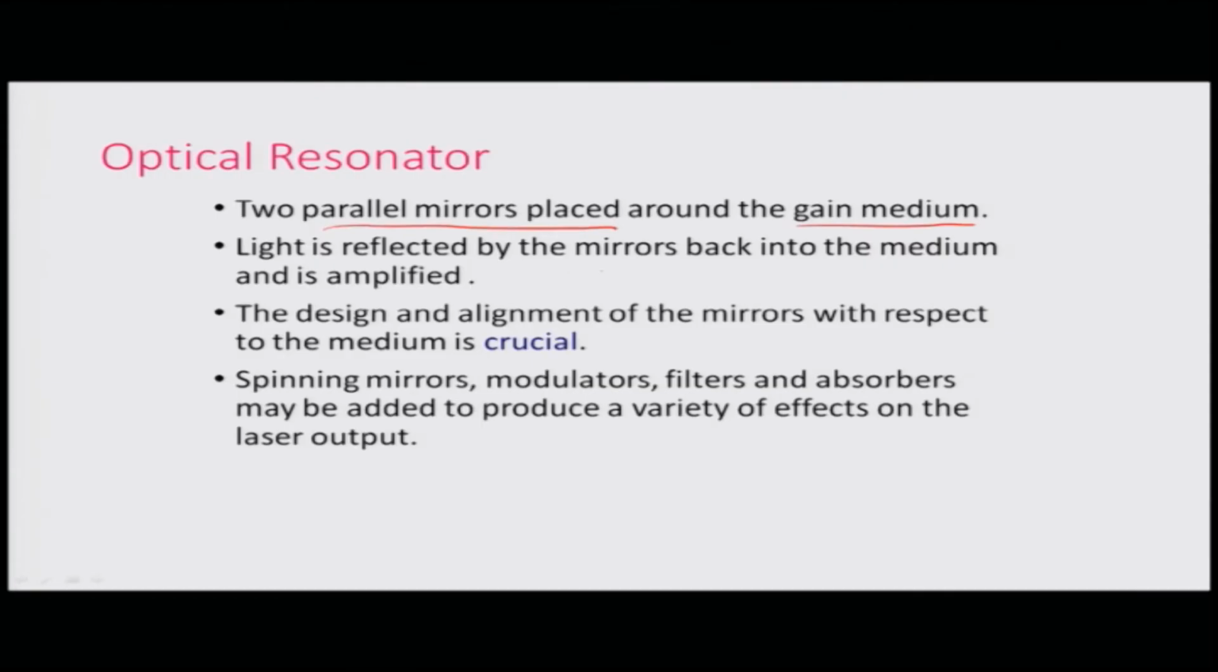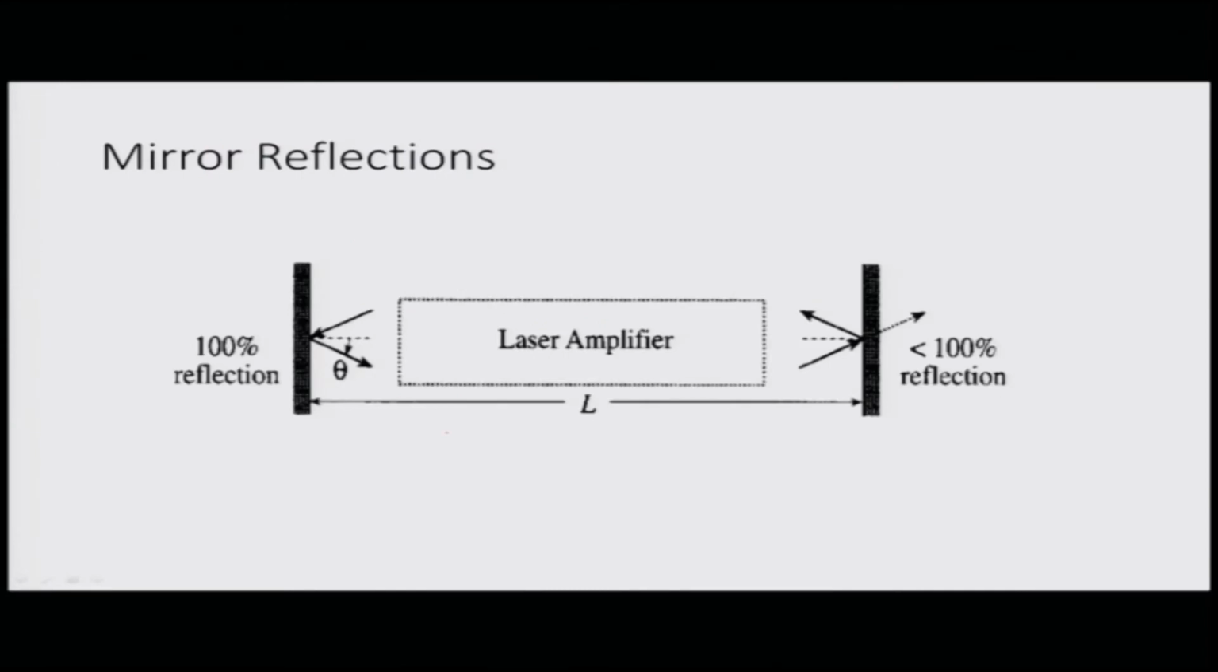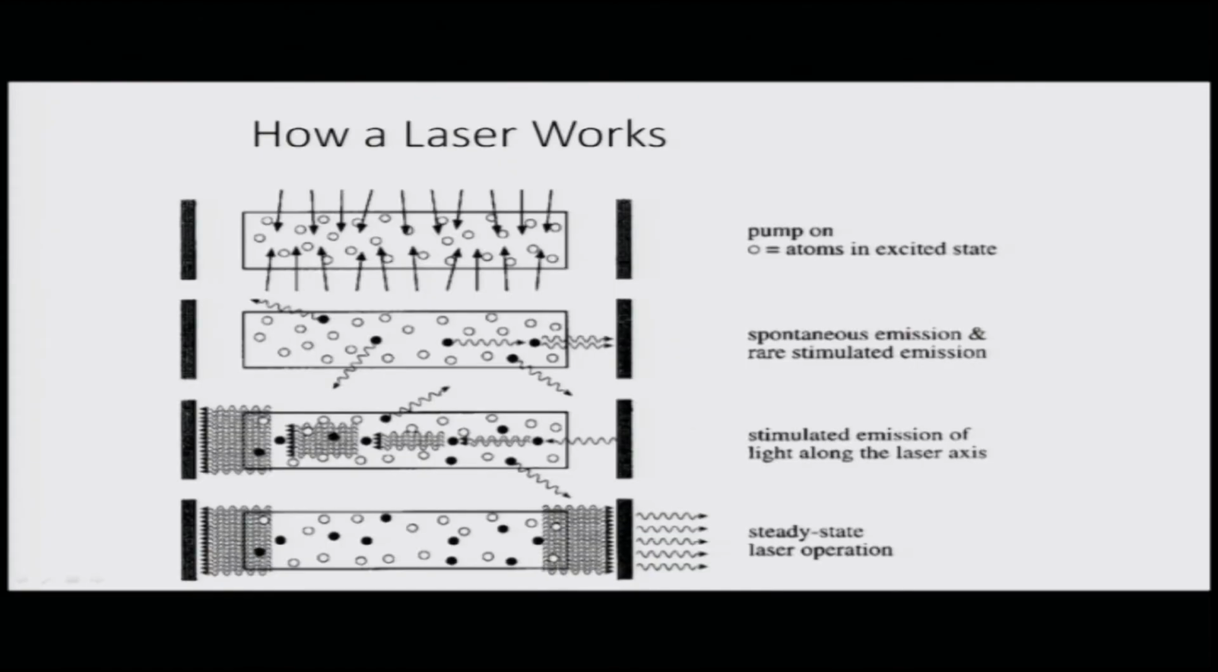The light is reflected by the mirrors back and forth into the medium and is amplified. The design and alignment of the mirrors with respect to the medium is crucial. Spinning mirrors, modulators, filters and absorbers may be added to produce a variety of effects on the laser output. These issues can be looked into in more detail later, but roughly speaking, the concept is that there is a 100% reflector on one end and slightly less than 100% on the other end, and the light is maintained within that, over a certain length. So, crudely speaking, this is how a laser works.